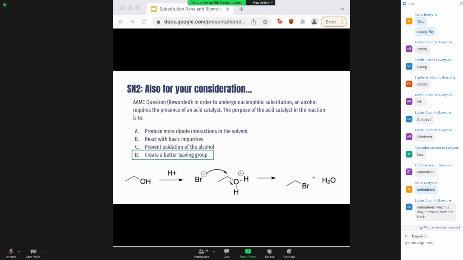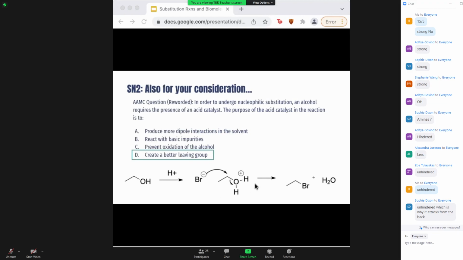It's kind of just an answer to another question maybe, but the purpose of that acid catalyst, as you can see in the reaction mechanism I showed, is that the oxygen gets protonated and that makes it a really good leaving group and allows it to go away.